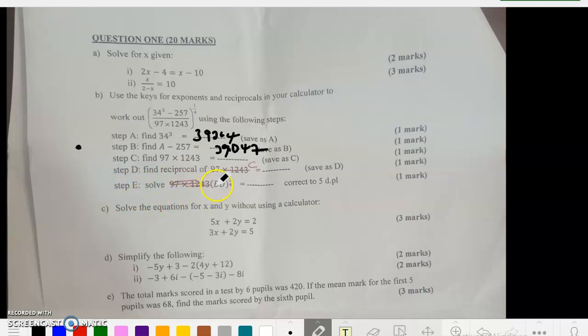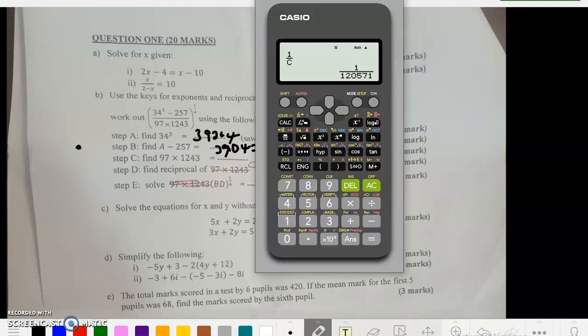E, solve BD. This simply means multiply B and D, then raise to a quarter. So let us go back to our calculator. We need to recall BD. Let's put this bracket the way it is, then we recall B, and we need to multiply by D. So you recall D, then close the bracket and raise it to 1 divided by 4, and this is what you get.